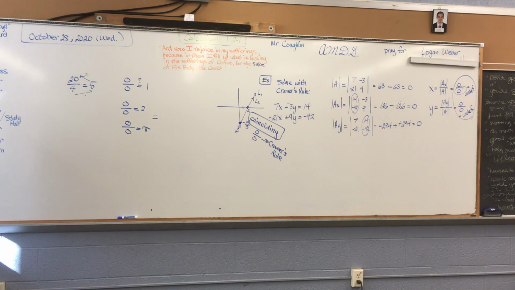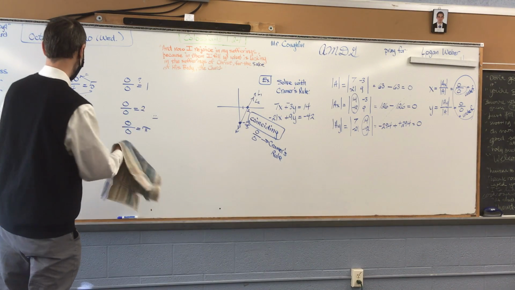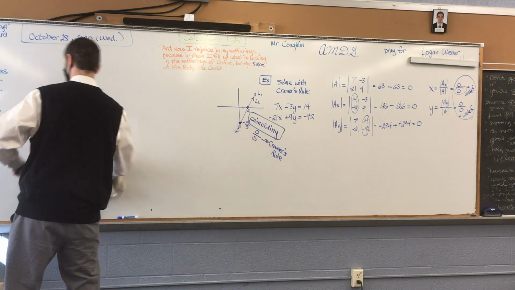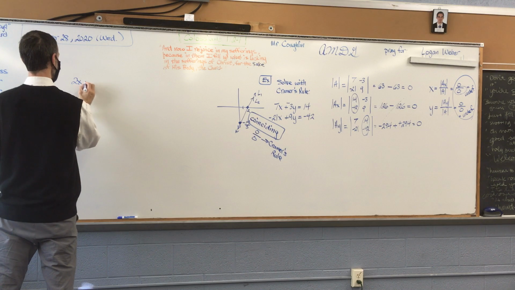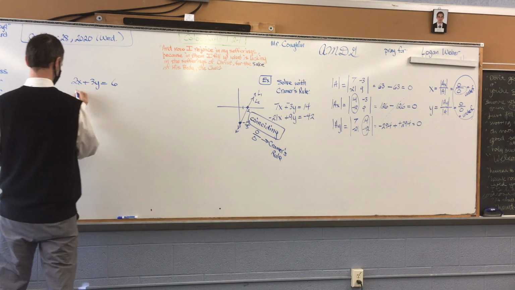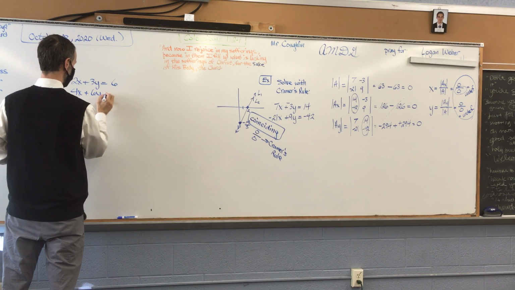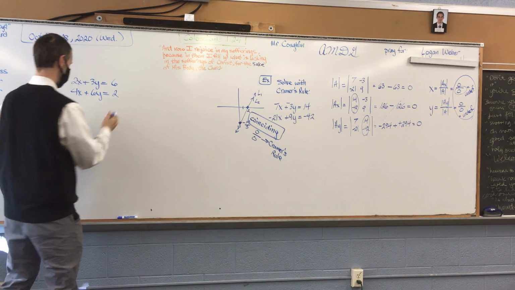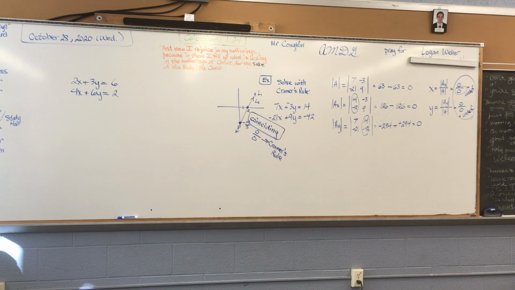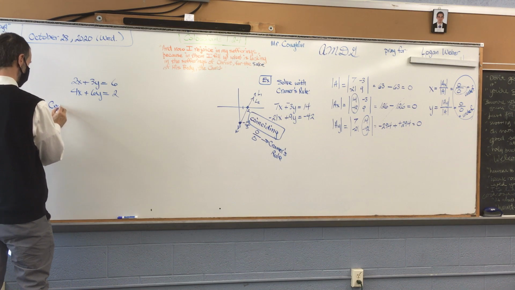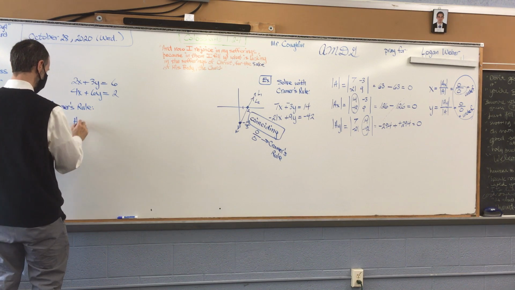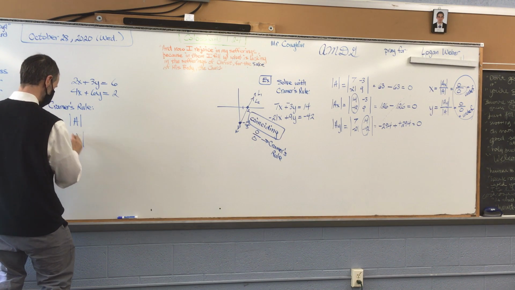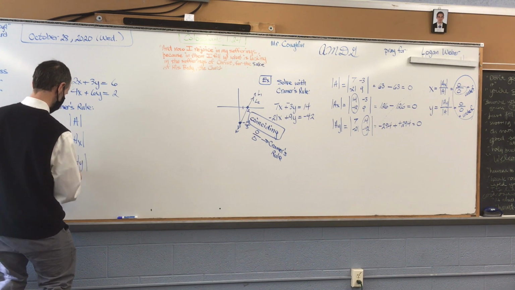Now, I want to try one more. You can probably guess where I'm going with this. I'll make it smaller this time so it's not quite so brutal of mental math. 2x plus 3y equals 6. 4x plus 6y equals 12. I would like you to solve with Cramer's rule. That means I need a sub x and a sub y determinants.